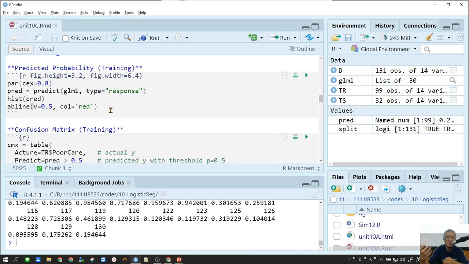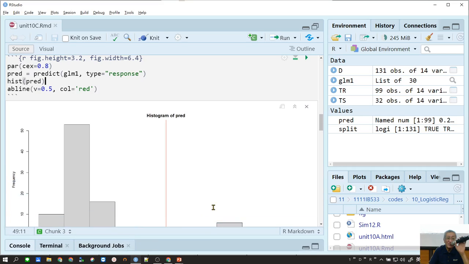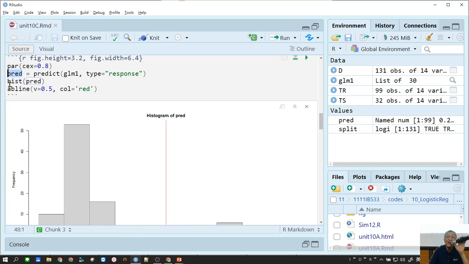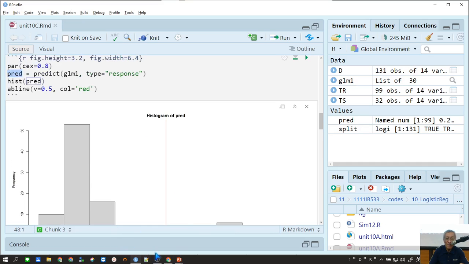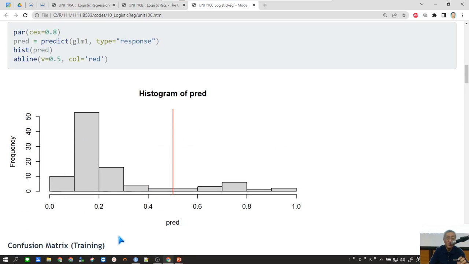So 99 probabilities are difficult to observe, so we do a histogram on these predicted values. Because there are 99 of them, this is called the distribution of predicted probability. See that? Okay, so let's go back here. This is the distribution of predicted probability.